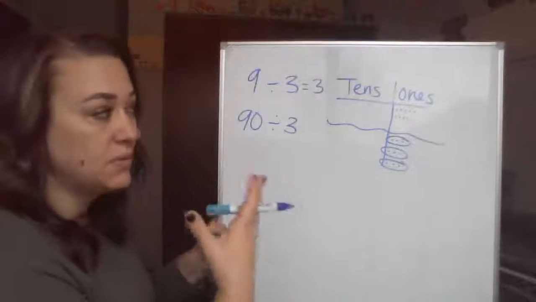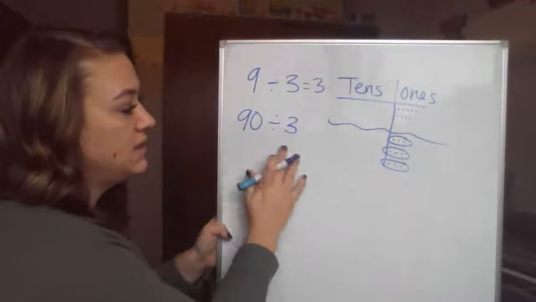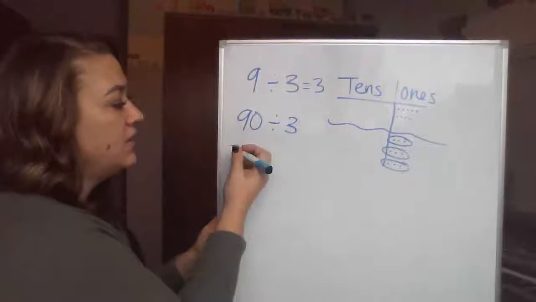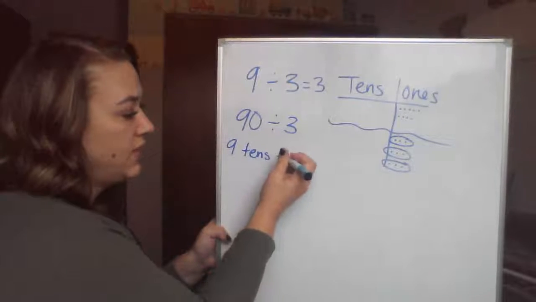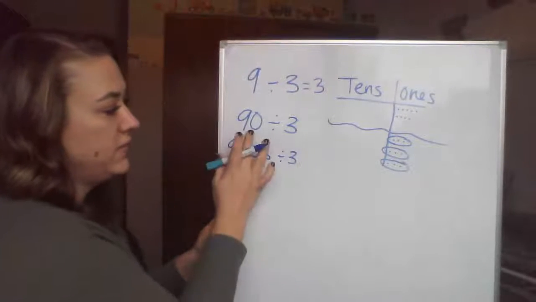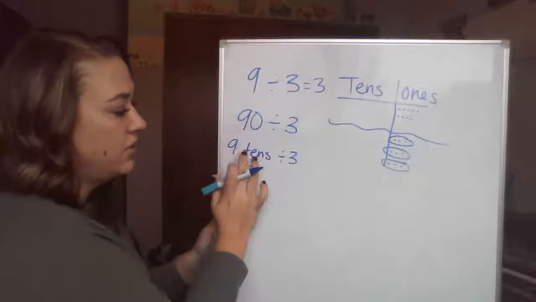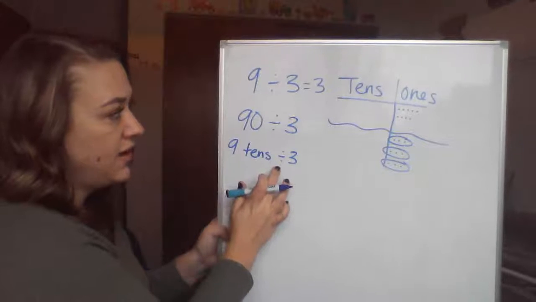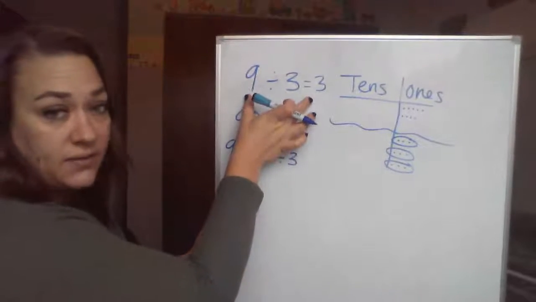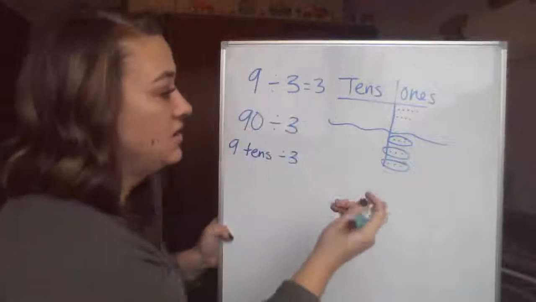Similar to when we were multiplying. So 90 divided by 3, I can show this as 9 tens divided by 3. I can rewrite my standard form into unit form. So now I have 9 tens divided by 3. Looks very similar to that, right? So you're going to see that connection here in just a minute.